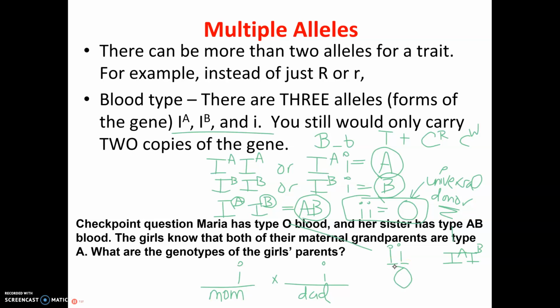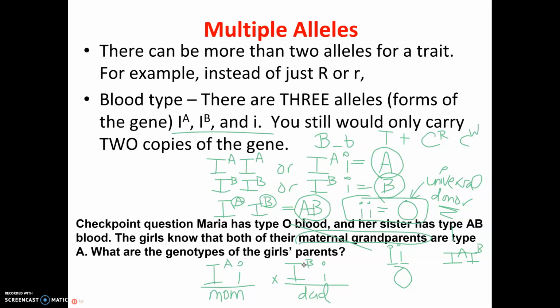That's the only way Maria could be type O. And that means that for the other letter for each of the parents, one must have A and one must have B. And maternal grandparents means the grandmother on the mom's side. So they're saying that basically her grandmother, her mom's mom, had blood type A. So the mom must be the one who's IA little i, and the dad would be IB little i.